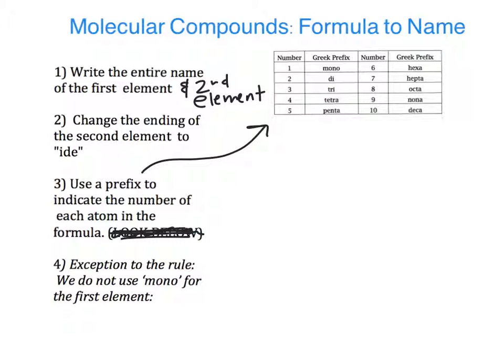Alright, so now we'll try doing some naming for molecular compounds. Remember that molecular compounds are compounds that are formed between 2 nonmetals. So the first example that I'm going to do is for CO2. Okay, so we're just going to follow the steps here. So first we're going to write the entire name of the first element and the second element. So I'm going to go carbon, and then the second step it says to change the ending of the second element to "ide," like we did with ionic compounds.